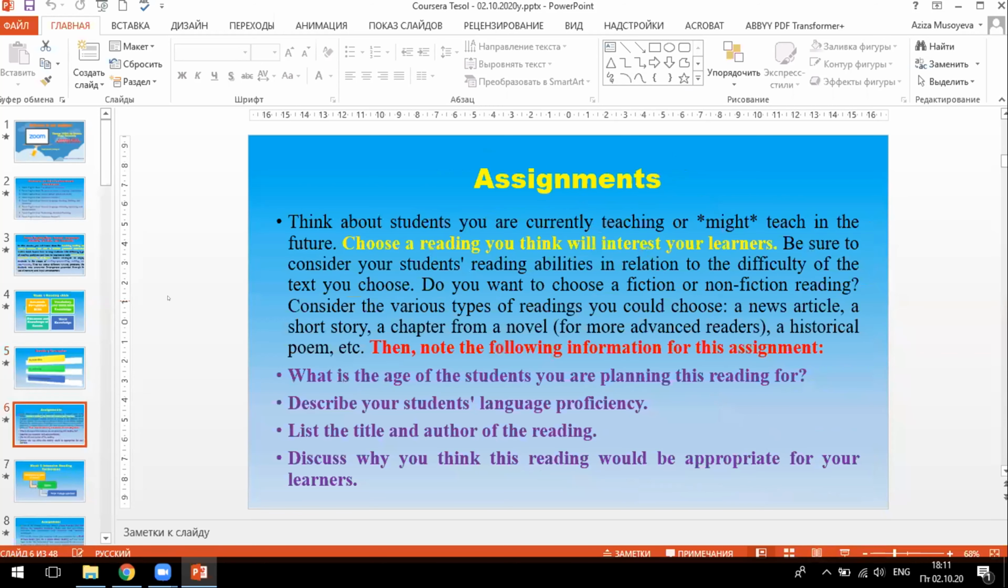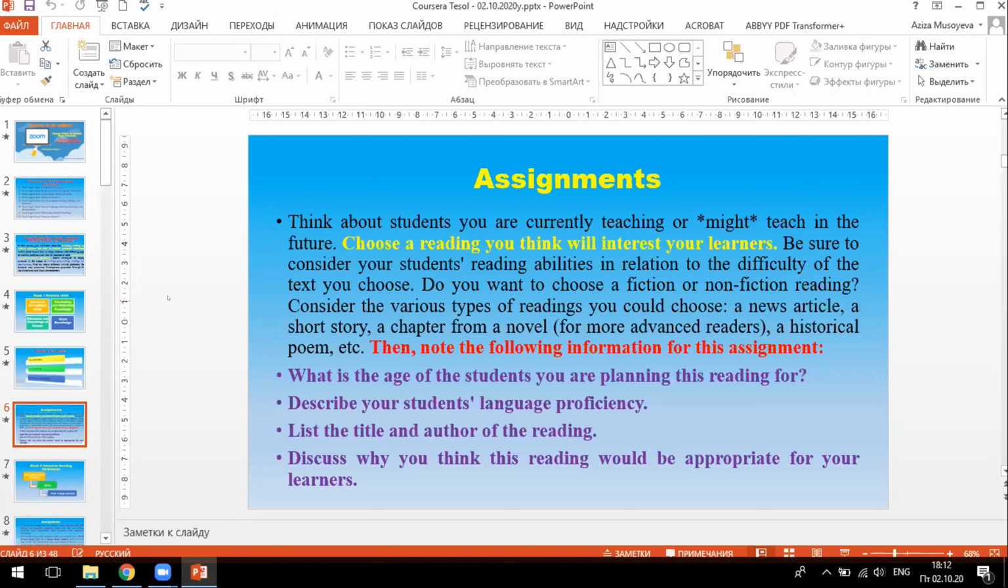Okay, in the assignment we have here, you need to choose a reading you think will interest your learners. You need to find a reading that is very interesting for your learners, and you need to pay attention to what they know. For example, do they know readings about some fairy tales, if the students have A1 level? That's why you need to pay attention to their levels, and then you need to choose one reading.